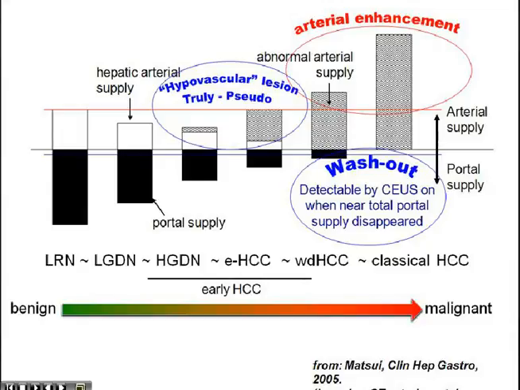And at the same time, they lose the portal perfusion, but since during the portal time you mix together the arterial perfusion and the portal perfusion, you are able to detect a washout only in the late phases with CEUS, not in the early loss of portal supply. So it is clear that we have to look for arterial enhancement together with washout to make a diagnosis.